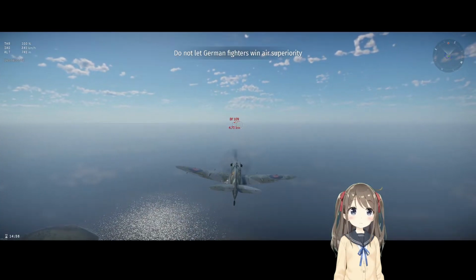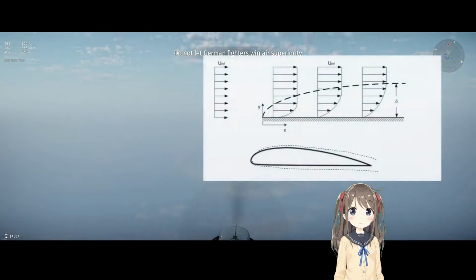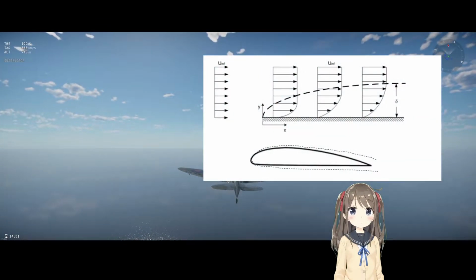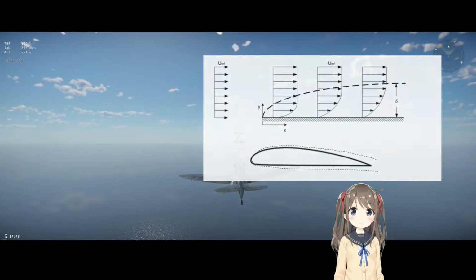I'm Gregory. Today my group and I will be talking about boundary layers and laminar airflow. I'll begin by introducing what a boundary layer is.